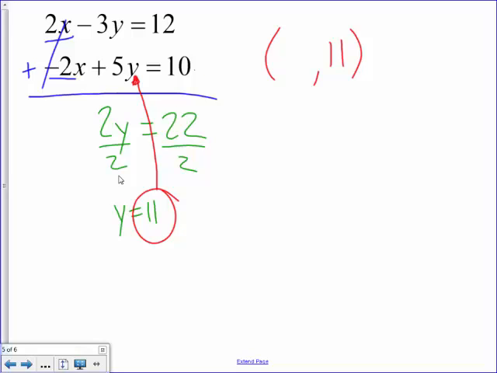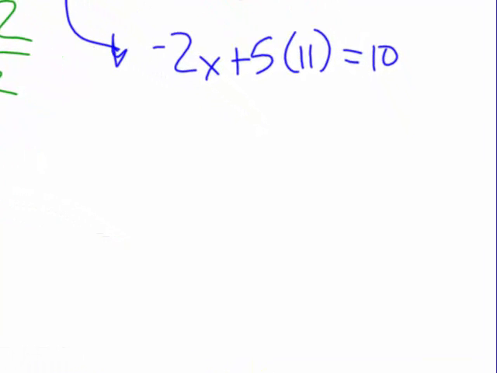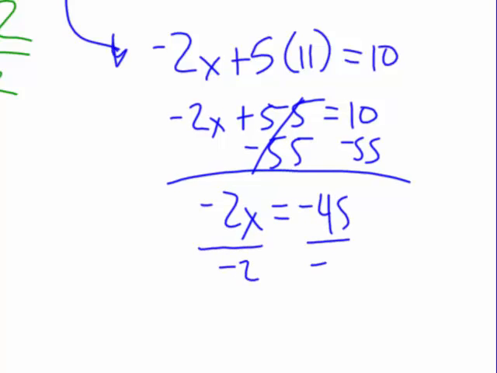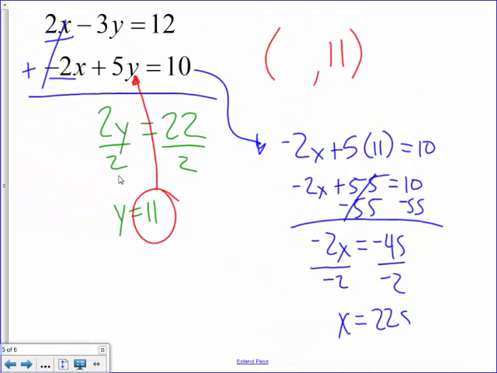So let's rewrite that. So I got negative 2x plus 5 times 11 equals 10. So negative 2x plus 55 equals 10. Let's get our x by itself. So we subtract 55 from both sides. So negative 2x, that's gone, equals negative 45. And divide by negative 2. So x would give us 22.5. So there we go, 22.5 and 11.